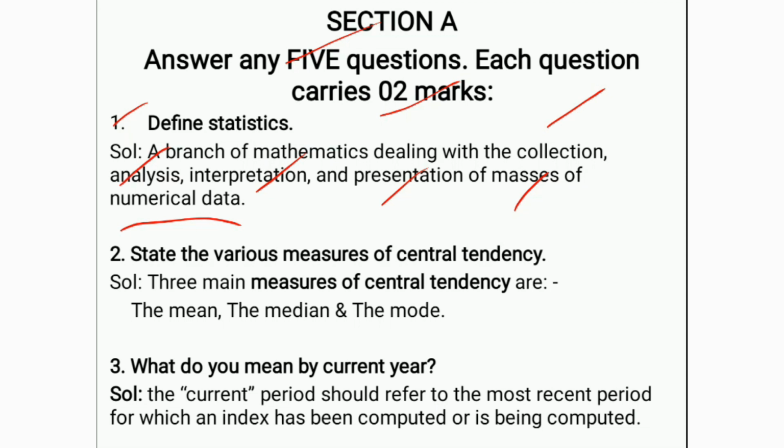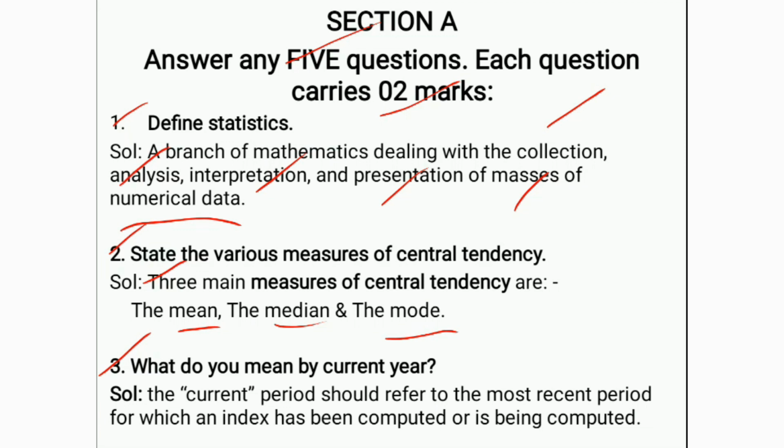The second question is, state the various measures of central tendency. The three major measures of central tendency are mean, median, and mode. Mean, median, and mode. Okay, the third question is, what do you mean by current year?